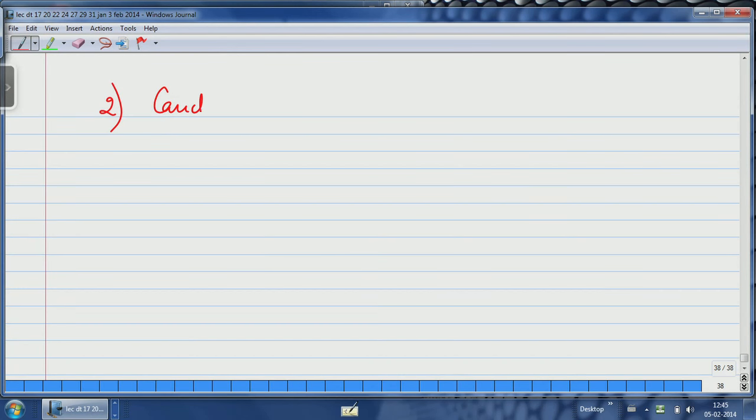Okay, so let me write this here. Cauchy's theorem fails, which is in a way sad, but you should see this as inevitable, because you can't define the derivative at infinity directly.